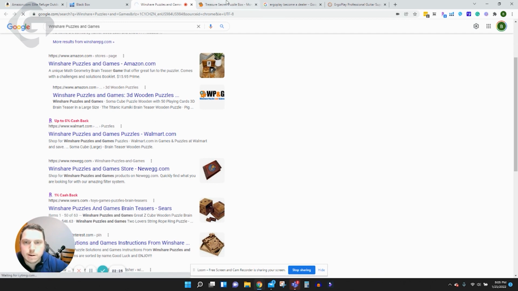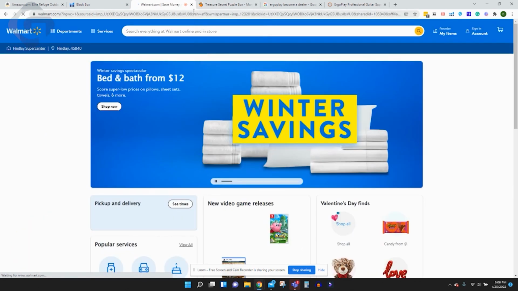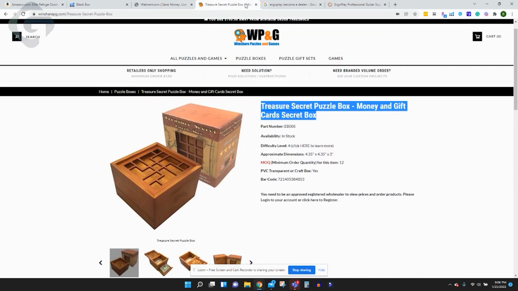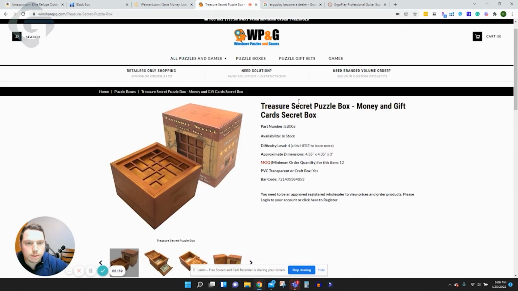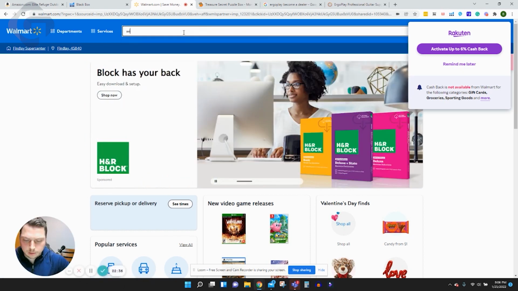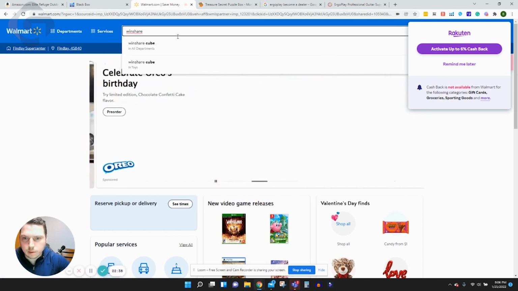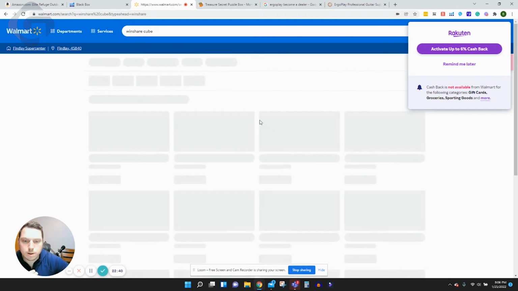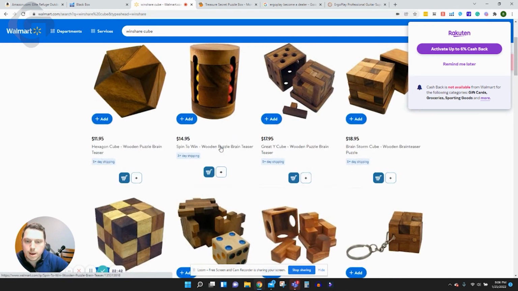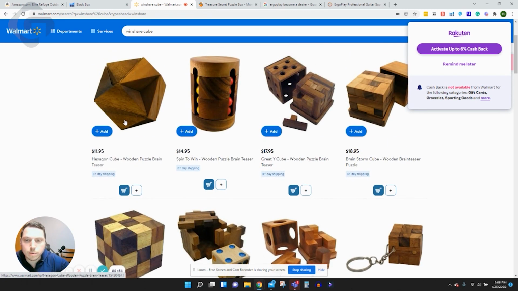But this brand here, we can also go to walmart.com and just search the brand. So Windshare puzzles, Windshare cube. I saw these on their site, and boom. Now, when you are searching in Walmart, it's very important. Just like Amazon doesn't share sales, you don't want Walmart Plus. You don't want bigger brands that are selling their own stuff, right? Because then you get IP issues.